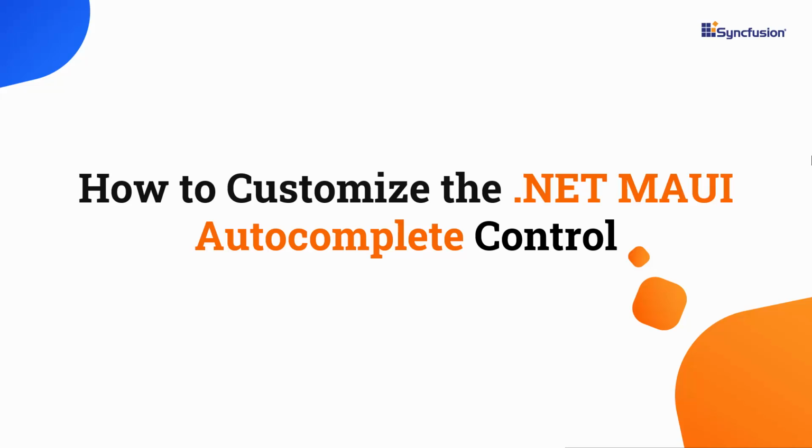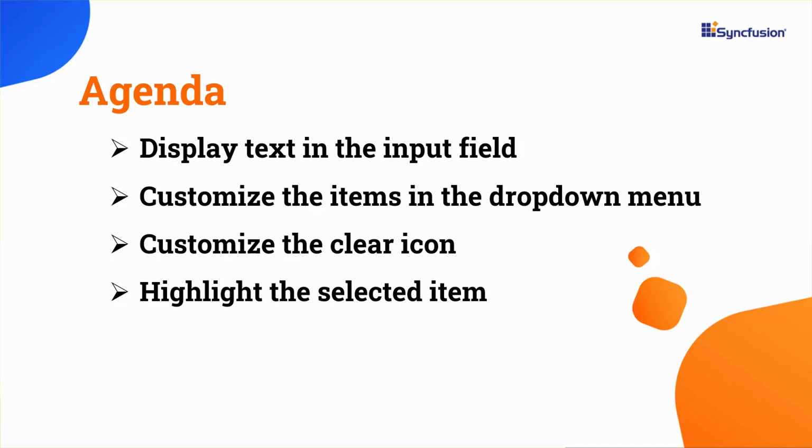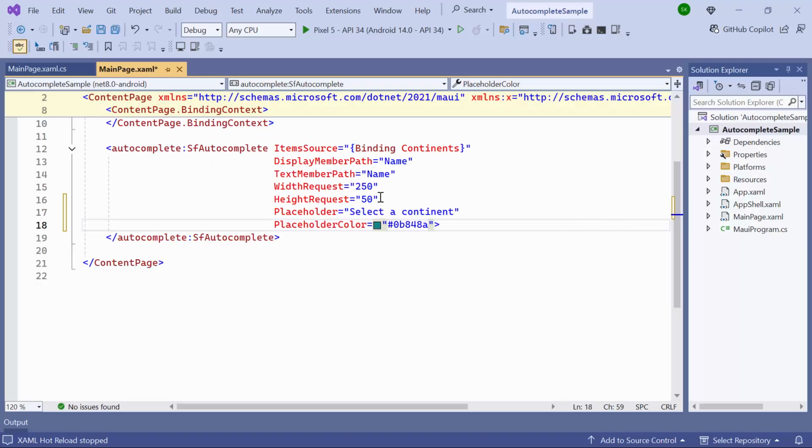Welcome to this .NET MAUI Autocomplete tutorial. In this video, I'll demonstrate how to display text in the Syncfusion .NET MAUI Autocomplete's input field. You will also learn how to customize the clear icon, highlight the selected item, and customize the items in the drop-down menu. I opened an existing MAUI application.